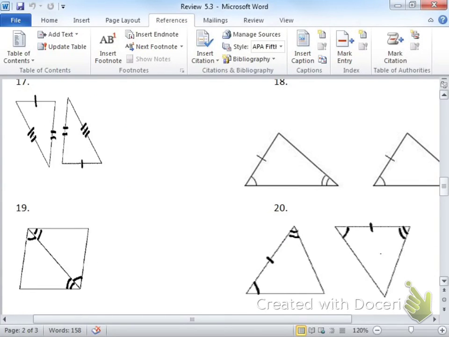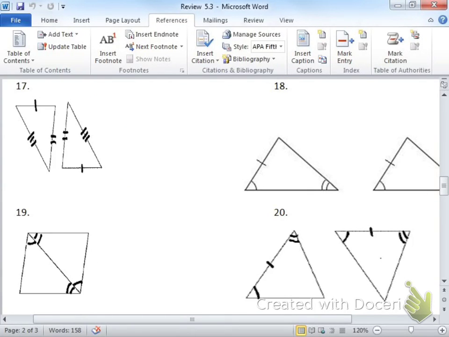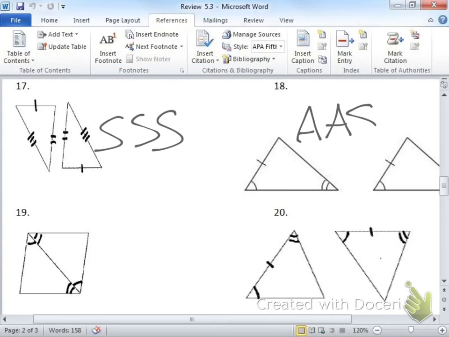Alright, let's see if we can squeeze all these up there. 17, everyone's favorite. Side, side, side. Side, side, side, very good. 18, again, we have a side and two angles, but the side is on the outside of the angles. So this is angle, angle, side.